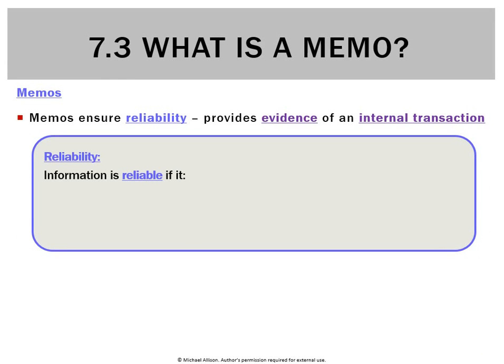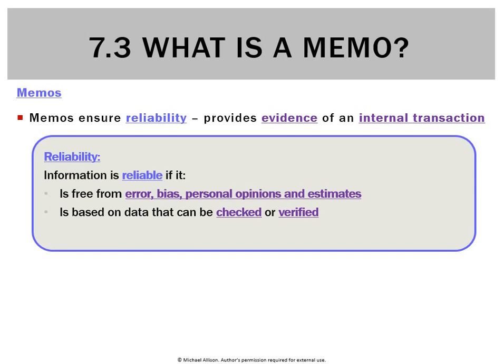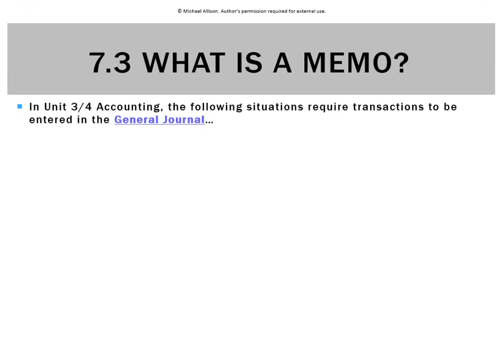Why do we use memos? Going back to chapter 3, it's all about reliability. We want things to be free of opinions and estimates. How? So we can verify it, and we verify it with source documents. And in this case, we need the source document called a memo.